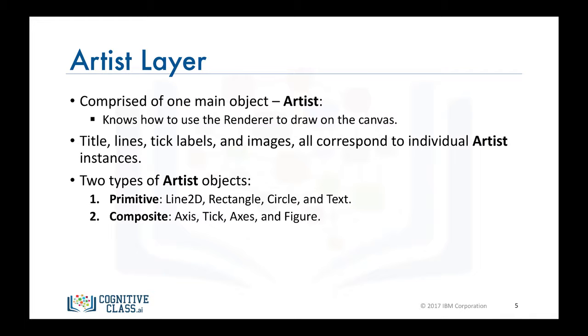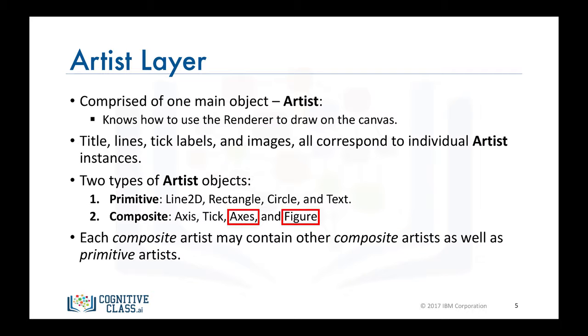The top-level Matplotlib object that contains and manages all of the elements in a given graphic is the figure artist. And the most important composite artist is the axes, because it is where most of the Matplotlib API plotting methods are defined, including methods to create and manipulate the ticks, the axis lines, the grid, or the plot background. Now, it is important to note that each composite artist may contain other composite artists as well as primitive artists. So a figure artist, for example, would contain an axis artist as well as a rectangle or text artists.